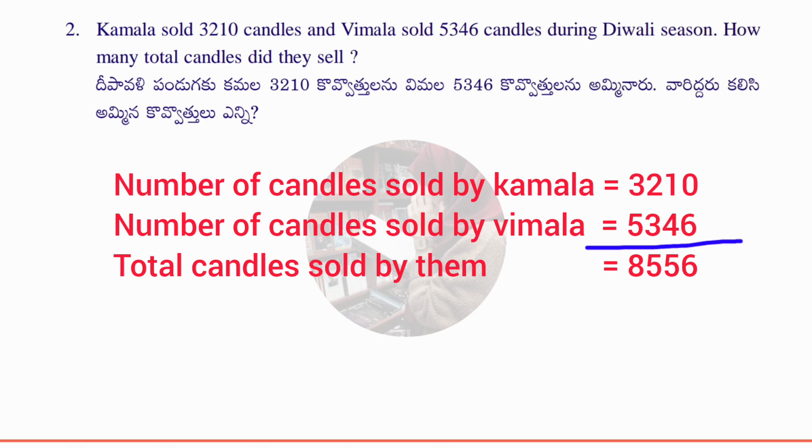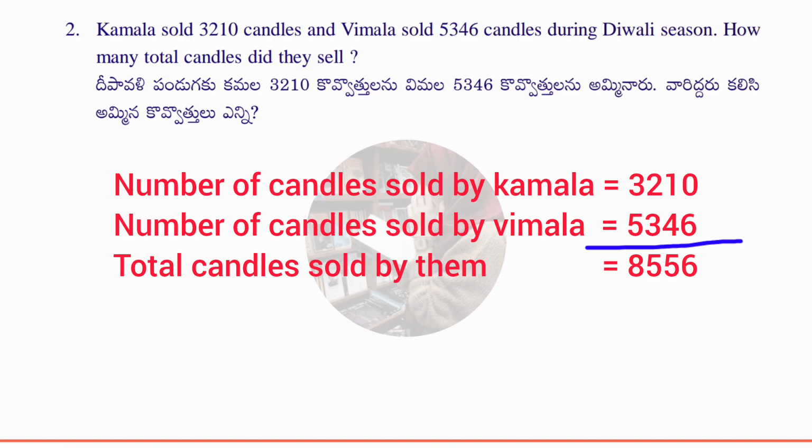Number of candles sold by Kamala, 3210. Number of candles sold by Vimala, 5346. Okay, if we add both, we'll get the answer of total candles they sold. Go with the ones digit. So 0 plus 6 is 6, 1 plus 4 is 5, 2 plus 3 is 5, then 3 plus 5 is 8. Okay, so your answer is 8556. So total 8556 candles were sold by both Vimala and Kamala.